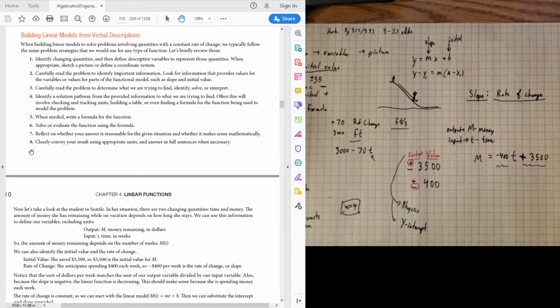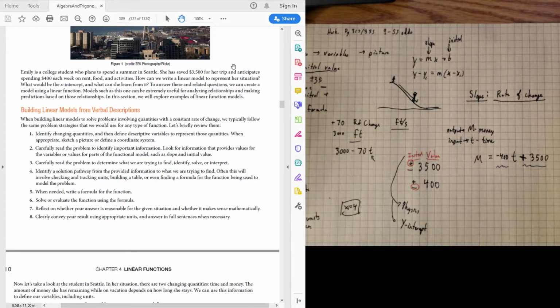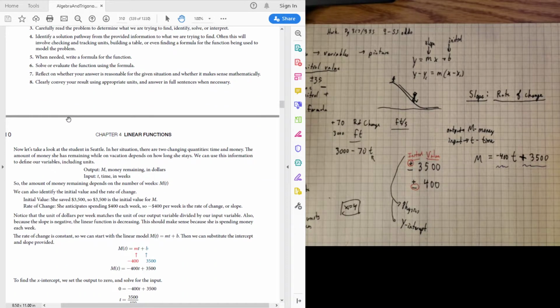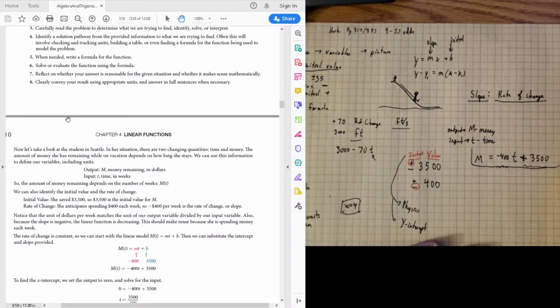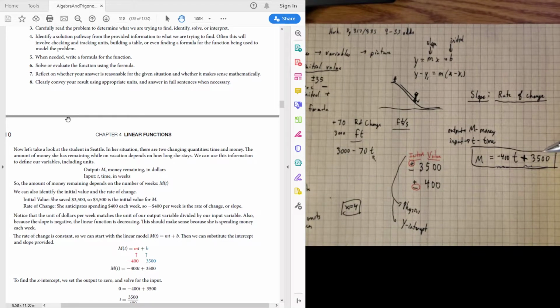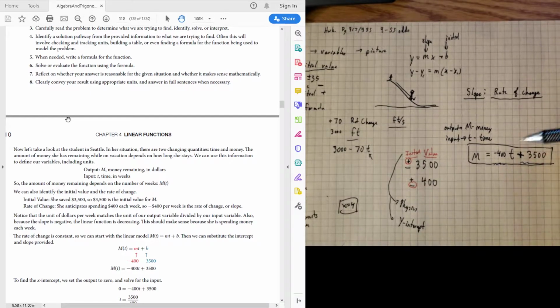In the original description of the problem, it doesn't say negative 400. Right here, it just says spending $400. Up here, it says saved $3,500. It doesn't say positive 3,500. It doesn't say negative 400. We have to use the context of the problem to make sure that this answer makes the most sense. And in this context, it does. We start out with $3,500, which means that in the first week, that's when time would be 0. We would have $3,500 in the bank.